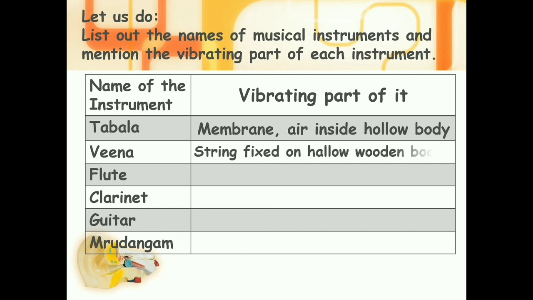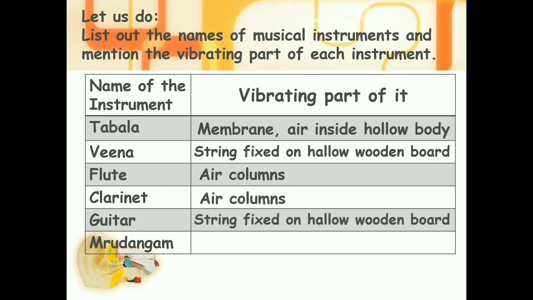In the veena, the strings fixed on the hollow wooden board are responsible for the production of sound. In the flute, air columns: the flow of air in the column will give the sound. And clarinet is also like flute, hence air columns. And guitar is like veena, strings. Mridangam is like tabla, hence membrane and air inside the hollow body.